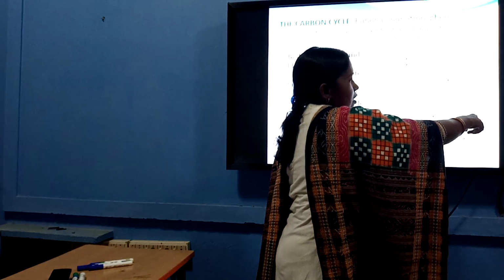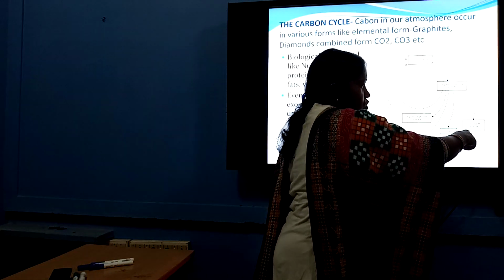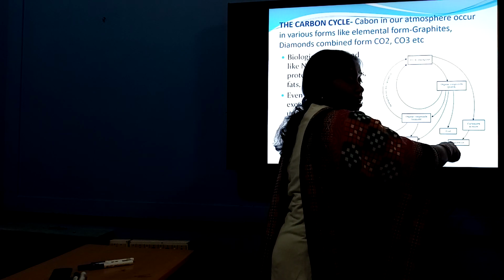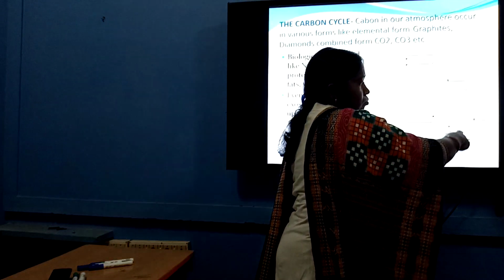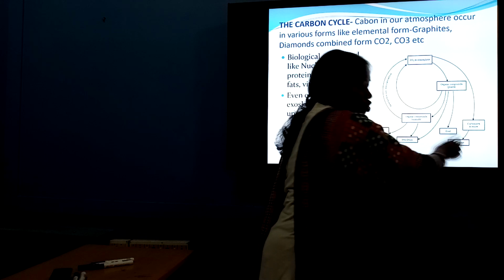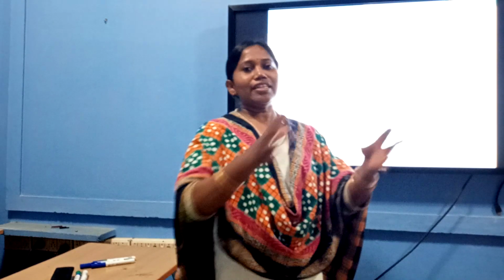A few carbon dioxide molecules dissolve in the water and occur in the form of carbonate. That carbonate is also used in the formation of limestone in the sea. Most of the dissolved carbonate is also used by mollusca in the formation of shells.